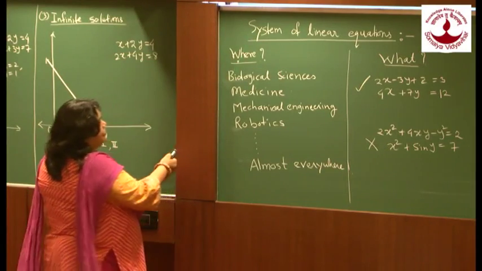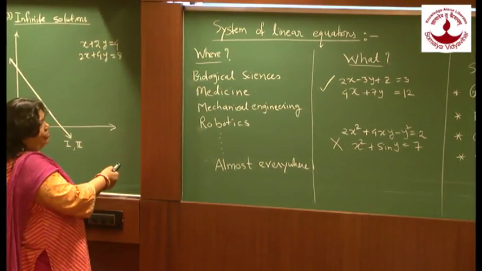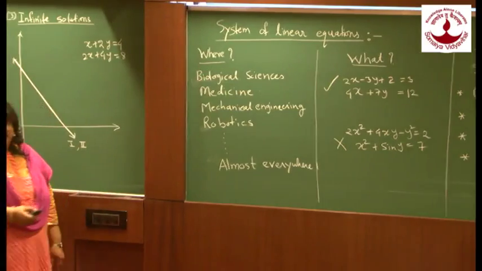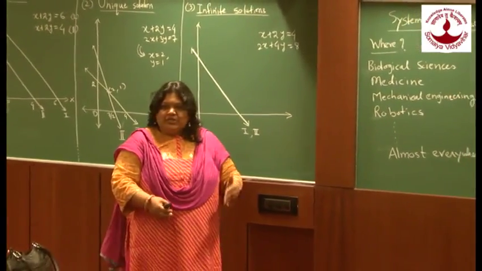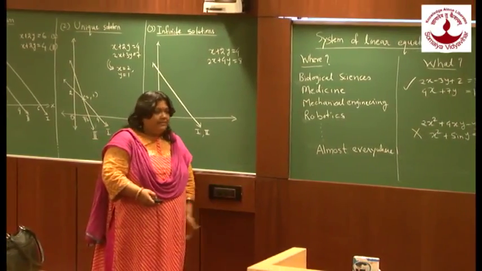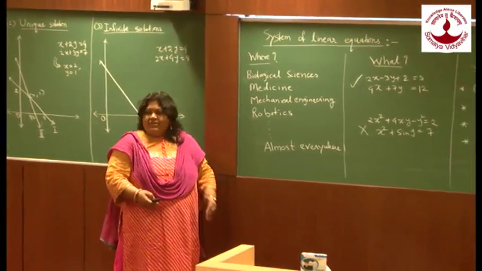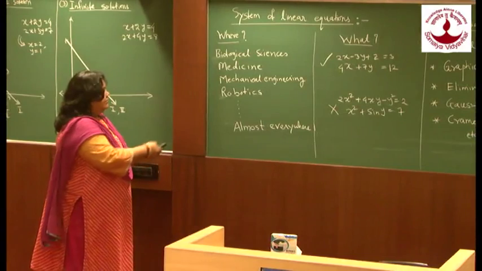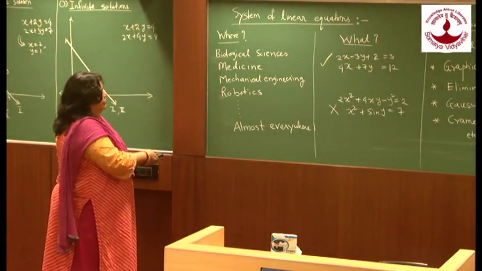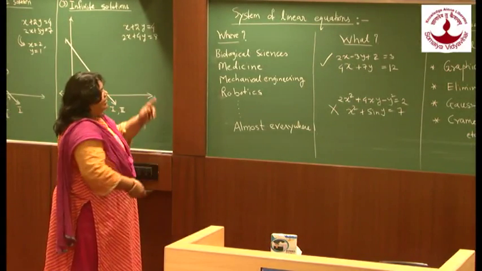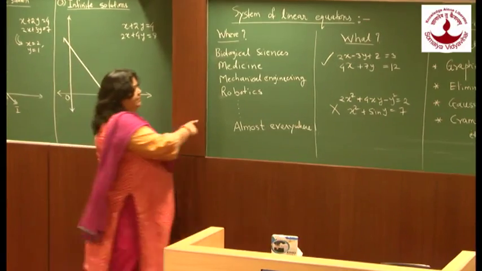System of equations are used in biological sciences. Now this doesn't look like a single word. There are lots of things in it: botany, zoology, microbiology, life sciences. In all those, system of equations come. Medicine: we use system of equations in medicine, and mechanical engineering.